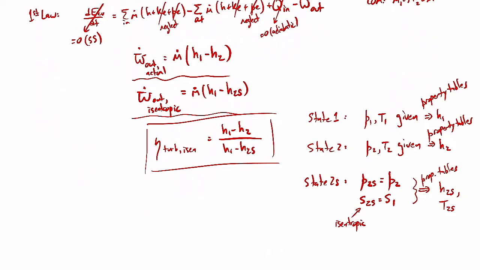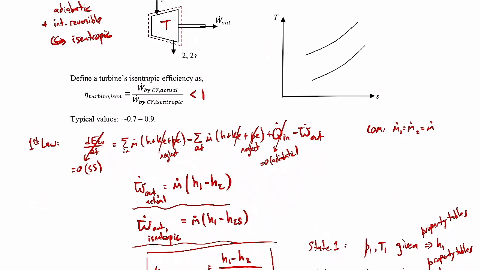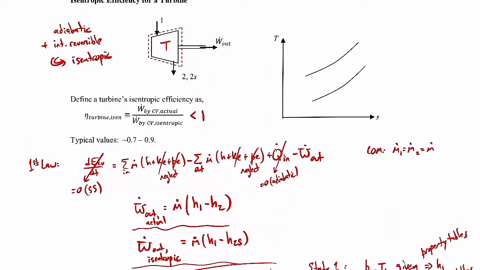Let me just go ahead and sketch what this might look like on a TS diagram. We're going to go back up here. What I've drawn here are some isobars. So generally across a turbine, the pressure drops. So this will be P1 up here. That's an isobar for state 1. And then here we have P2. P2 is less than P1 for a turbine.